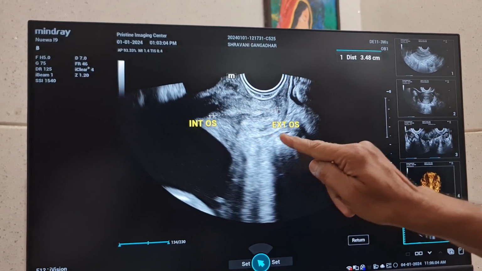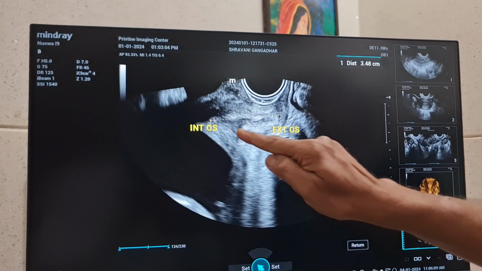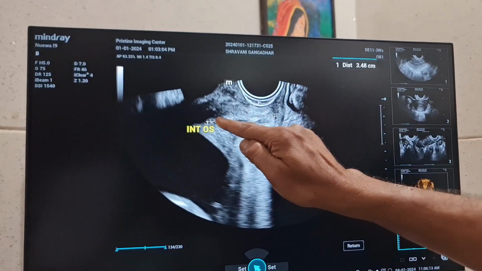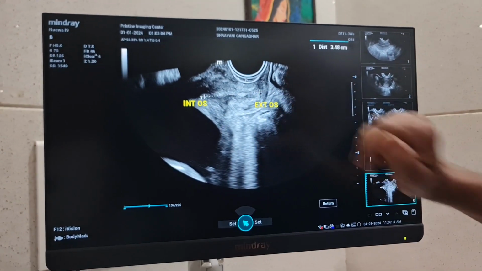So try to identify the anatomical endpoints, the external cervix, external os, and the internal os. The internal os is not here, but you can see the internal cervical canal over here. So we begin from this point and come to this point.